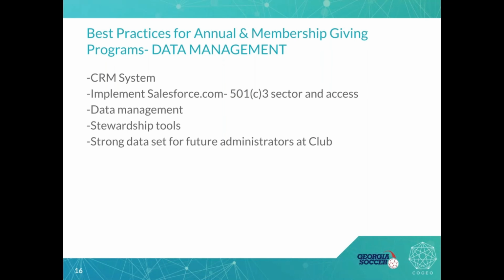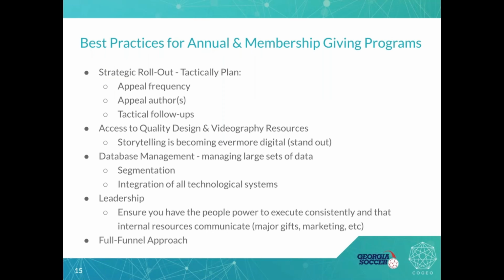Slide 15, sorry. So best practices for annual and membership giving programs. And again, this is something that if you're going to do this, in terms of annual giving in particular, you need to adhere to a plan, right? And so you need to be strategic about how you're going to roll it out tactically. What's the frequency of appeals? We talked about 3 appeals within the context of a calendar year, and at a minimum, that year-end appeal.